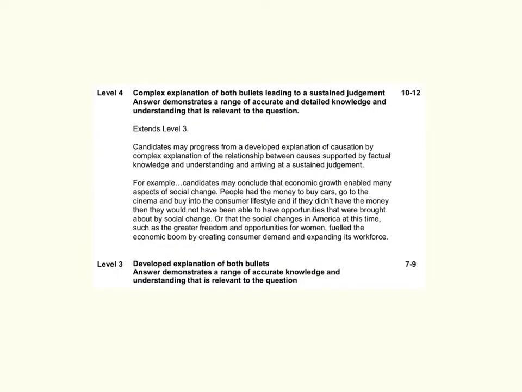And if we look at the mark scheme, to get into level 4, it wants an explanation of both bullet points, leading to a sustained judgment. So what that means is a paragraph on both, and then a detailed conclusion at the end. But the word I want to draw your attention to is this idea of complex. So a complex explanation of both bullet points. So what that means is you're not just thinking about importance in a single way, but going back to those ideas of how long, how big, and how many people were affected in order to judge significance.